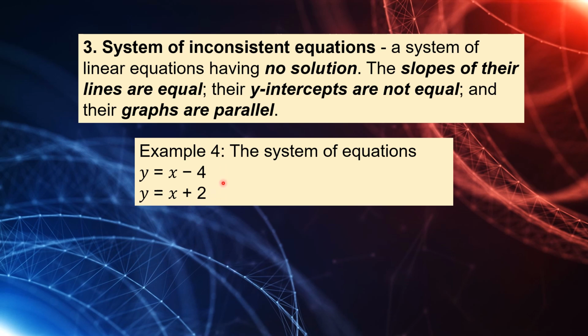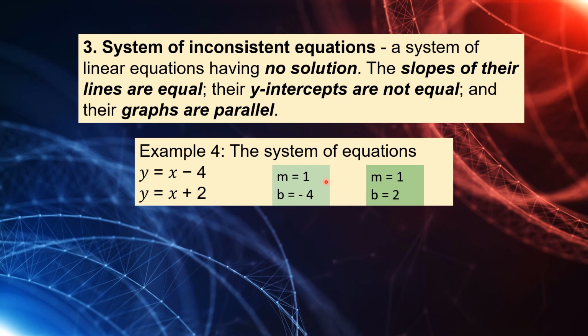As you can see, the equations are already written in the form y equals mx plus b. So we can now easily identify or determine their slopes and y-intercepts. For the first equation, our slope is positive 1 and the y-intercept is negative 4. And for the second equation, the slope is also positive 1, but the y-intercept is positive 2.